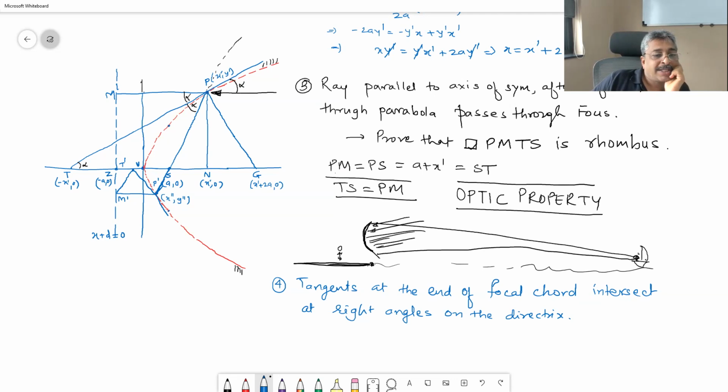Okay, so SP'M'T' is yet another rhombus, and then if you extend this T' and this, then it is supposed to intersect here. The tangent at P' and the tangent at P are supposed to intersect on the directrix, and that too at 90 degrees. You are supposed to think of a geometric proof for this with this diagram.